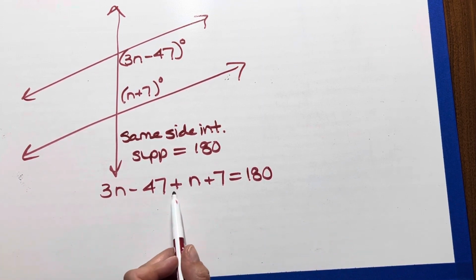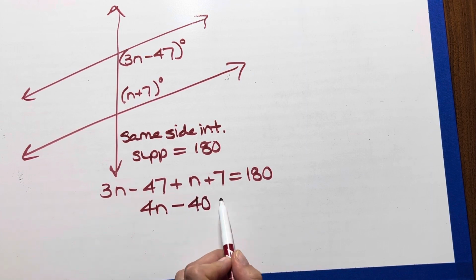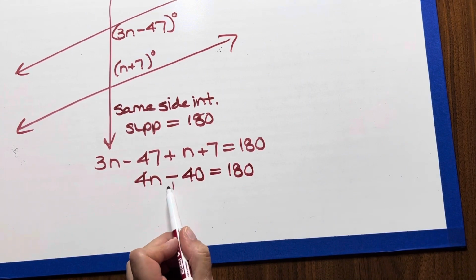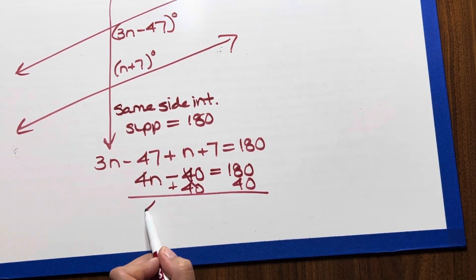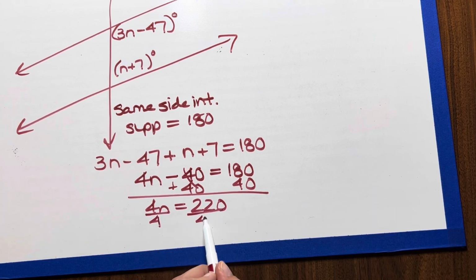Let's combine our 3n and our 1n, that's 4n. Negative 47 plus 7 is negative 40. That all equals my 180. I'll add the 40 on both sides. So I get 4n is equal to 220. And I'm going to divide this and get 55.